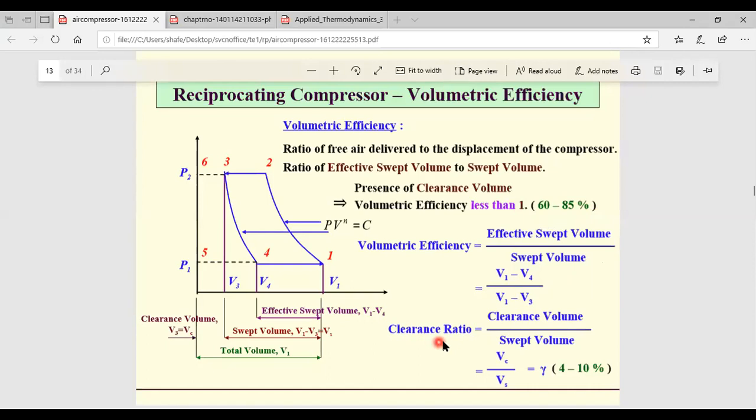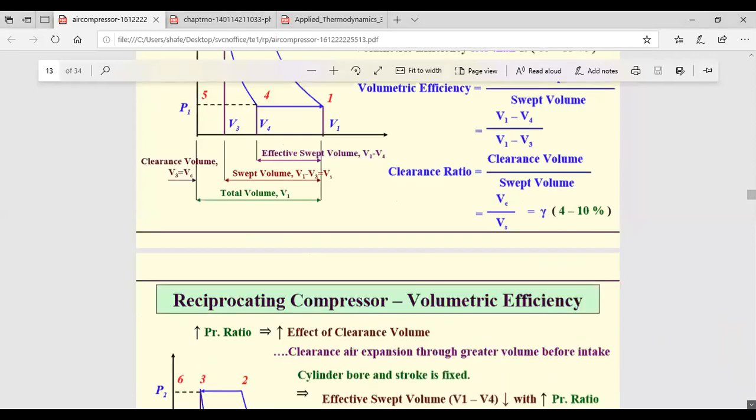Now one more parameter is called clearance ratio. Just remember how it will be useful in the problems we'll see. It's called clearance volume by swept volume. That is, V3 is the clearance volume, and swept volume is nothing but V1 minus V3. So this particular thing is called Vc by Vs, which is called K. Instead of gamma, you make it K, because gamma we are already calling the adiabatic index. Most of the time the clearance ratio, in terms of swept volume, will normally be given in the problem. It is around 4 to 10%. So remember, volumetric efficiency is one parameter, as well as clearance ratio is one more parameter, right? Next.